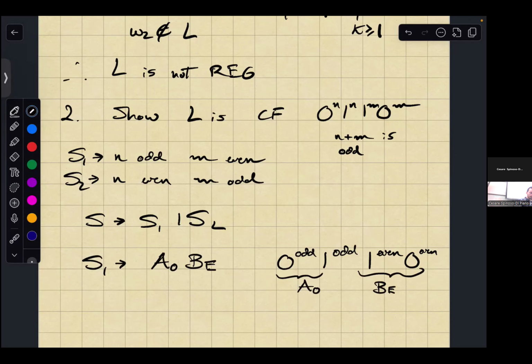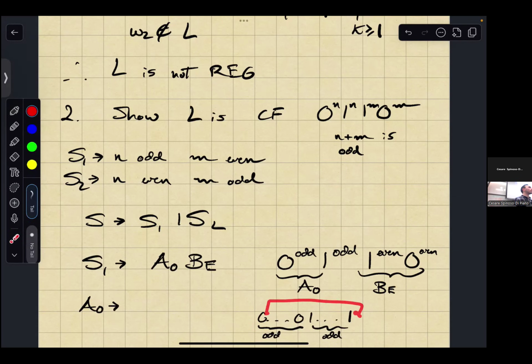Okay. So A odd, what is this going to look like? Finally, we're at the actual case of generating strings. A odd is just going to be a bunch of zeros and then a bunch of ones, where these zeros are odd, and these ones are odd, and there's the same number. If there's the same number, then for sure I need to do a matching, right? And if they're odd, then what I can do is generate a pair of zeros for a pair of ones.